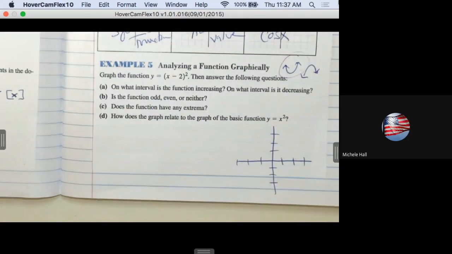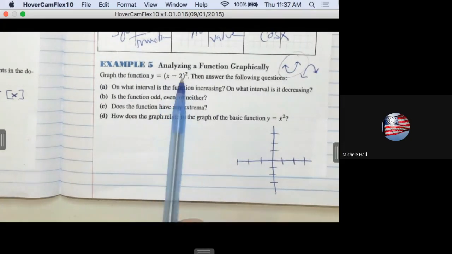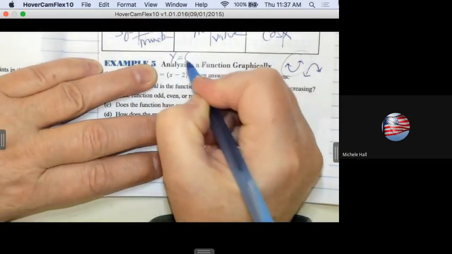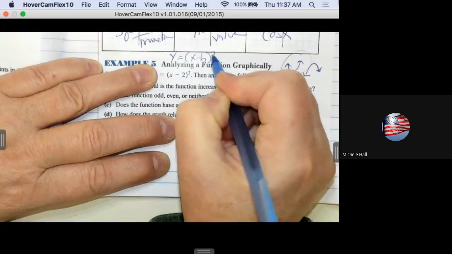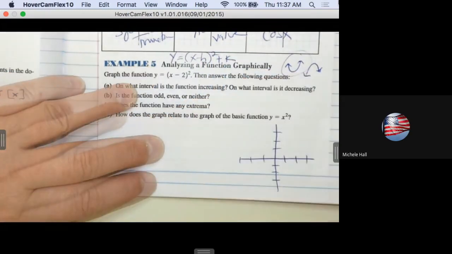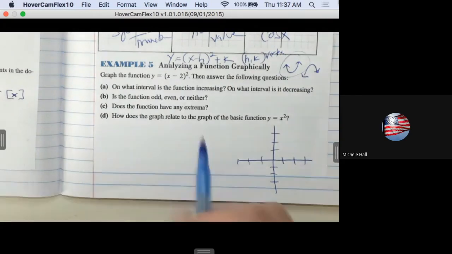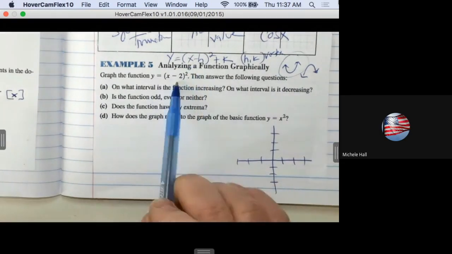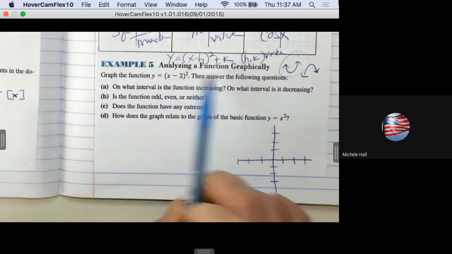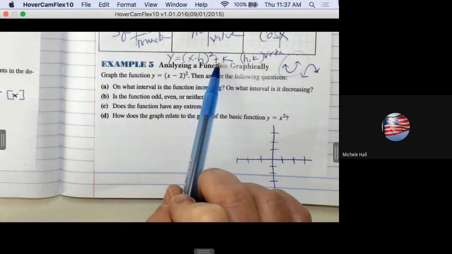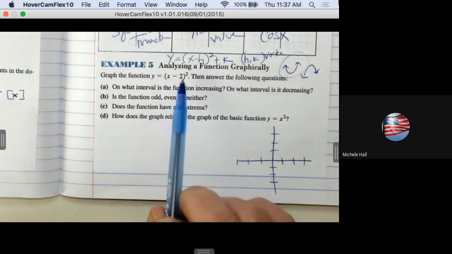And then this one is in a form where we can tell where it's shifting around and what the translation is on it. So we see that it's being shifted on the x. Remember, y equals x minus h squared plus k. hk is the vertex. We're going to 2, but it's not being shifted up or down because there's no number. I could say plus 0, so the vertex was at 2, 0.